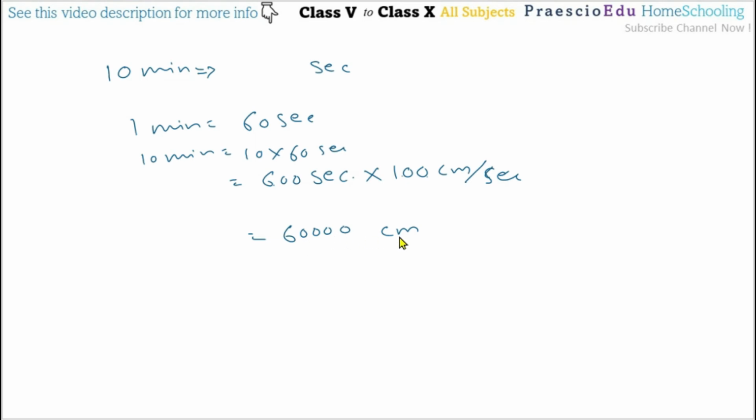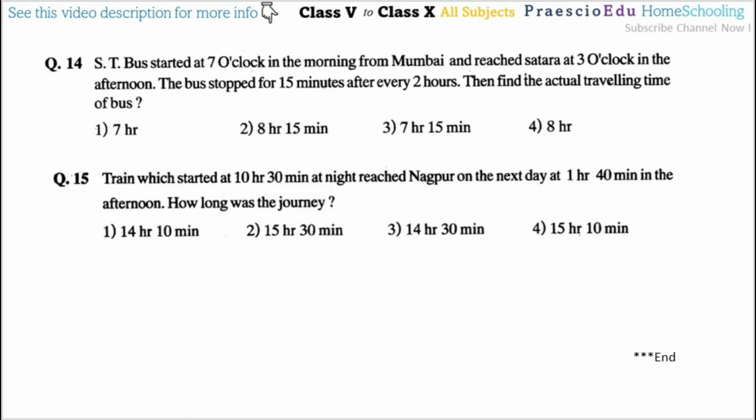As we know 100 centimeters is equal to 1 meter, so we have to divide by 100 centimeters. This is the conversion. So the two zeros get cancelled, and the centimeters convert to meters. So it means 600 meters, and 600 meters is given in option number 2.